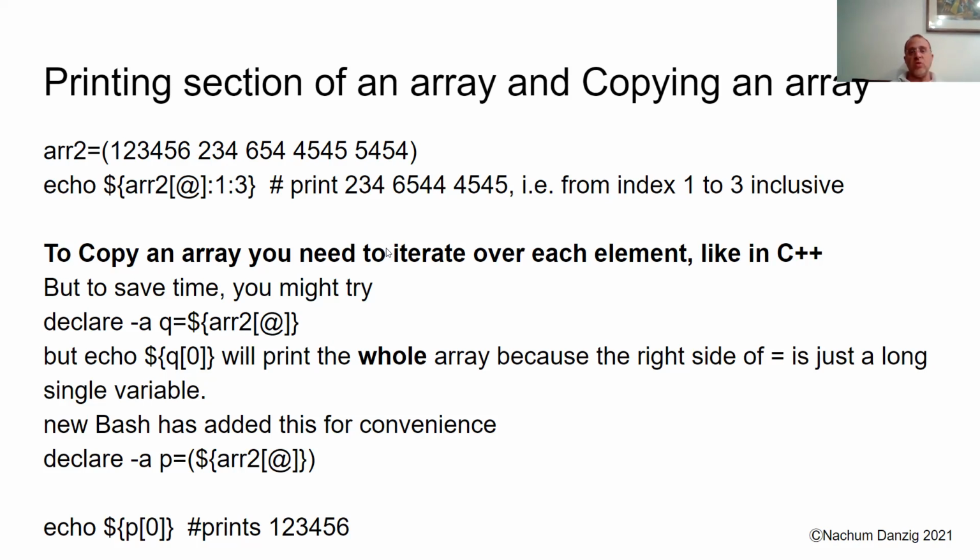To copy an array, you need to iterate over each element, just like in C++, right? If you want to copy an array in C++, you have to make a loop and go through each one. But actually, to save time, you could try something like this. Declare an array Q, which is equal to the whole array. Actually, we saw that. That might or might not work. Let's see. You might try this. But echo $Q0 will print the whole array because the right side equals just a long single variable.